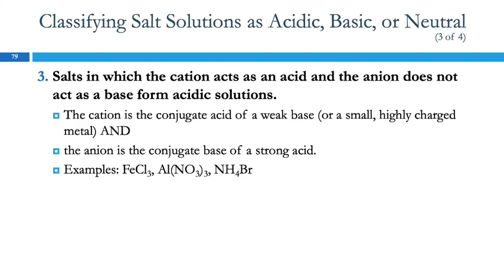Then kind of the opposite, where we have the cation act as an acid, the anion does not act as a base. So here the cation is going to be the conjugate acid of a weak base, or aluminum or iron 3, those small, highly charged metals. And the anion is the conjugate base of a strong acid.